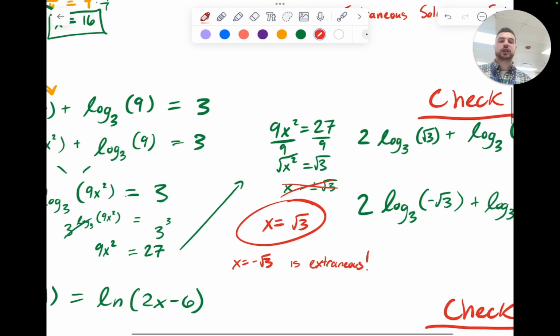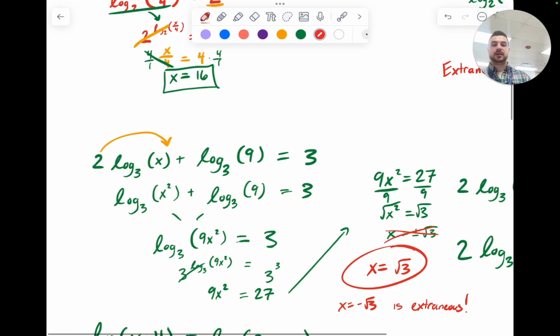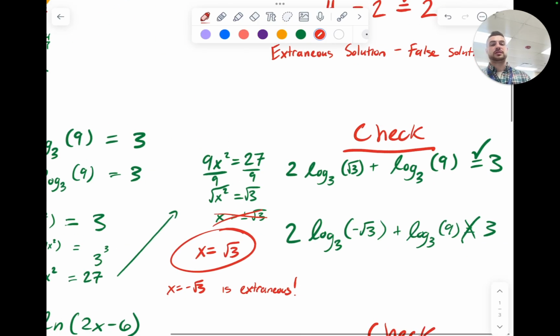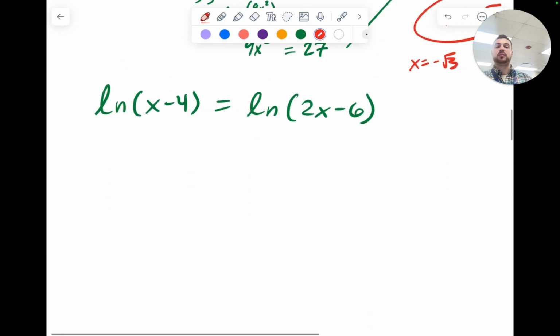Okay, so that's why we check our work, all right? We solve like we normally would by condensing, and then we double check both solutions. Some might work, some might not. Now, let's take a quick look at a couple more examples.